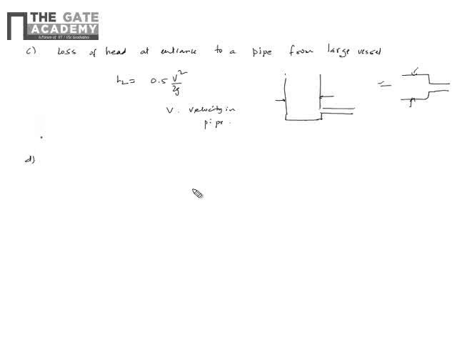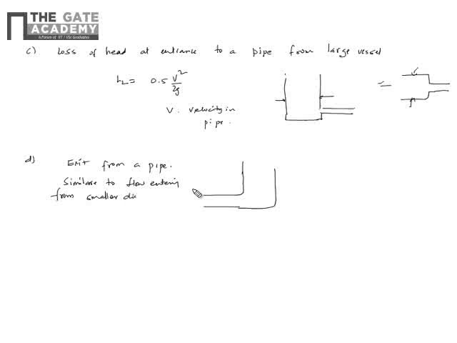Okay, and then exit from a pipe. So how do you handle this situation? You have a pipe, and now it's exiting to a larger tank. This is similar to the flow entering from a smaller diameter pipe into a larger diameter pipe, which we have seen in case A.